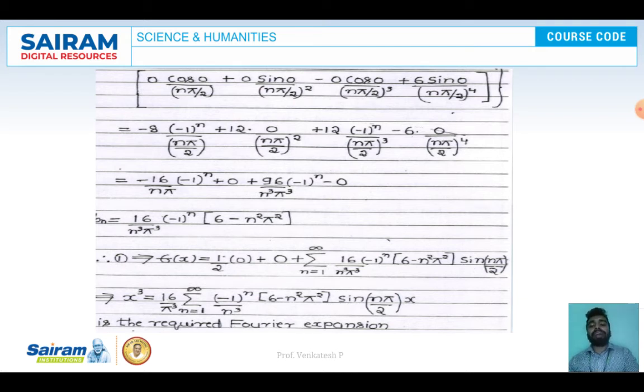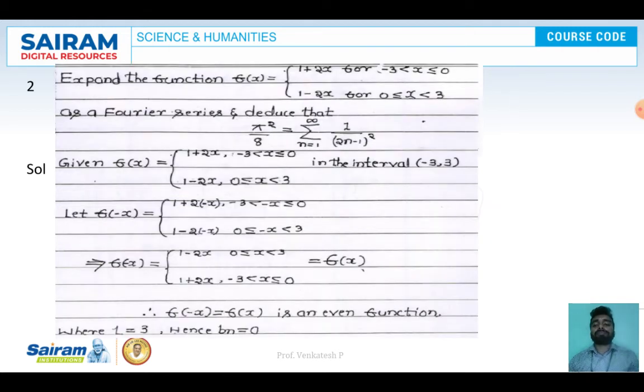Therefore equation 1 implies that f of x is equal to 1 by 2 into 0 plus 0 plus summation n from 1 to infinity 16 into minus 1 power n by n cube pi cube into 6 minus n square pi square into sine n pi by 2 x. So after simplifying this, we got x cube is equal to 16 by pi cube summation n from 1 to infinity minus 1 power n by n cube, 6 minus n square pi square, into sine n pi x by 2, which is the required solution.